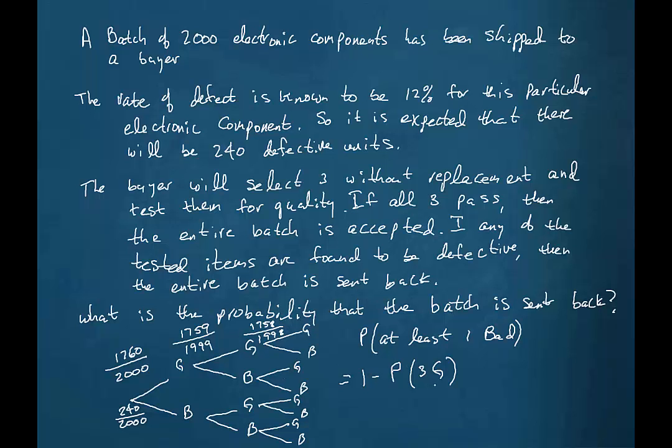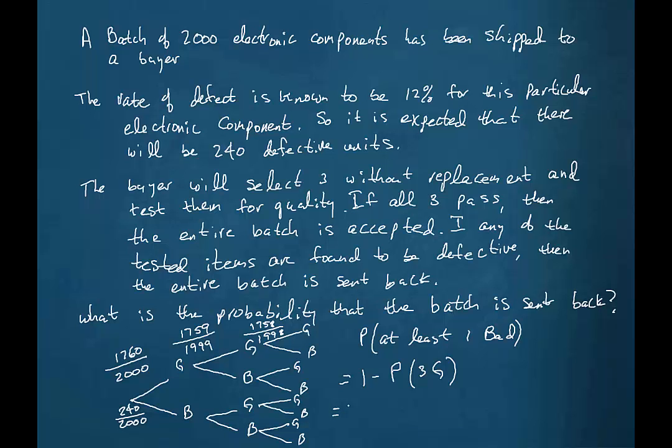Now the probability that we would get 3 good ones means we would get a good one and a good one and a good one, not a good one or a good one or a good one. This would be the word "and" that we would use here, or the intersection symbol. And that implies multiplication. And we've already seen that what we do to get to the end of a branch of a tree is multiply.